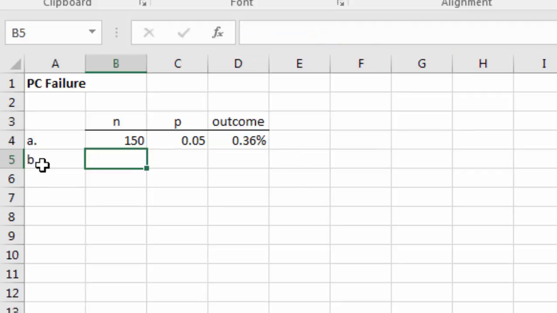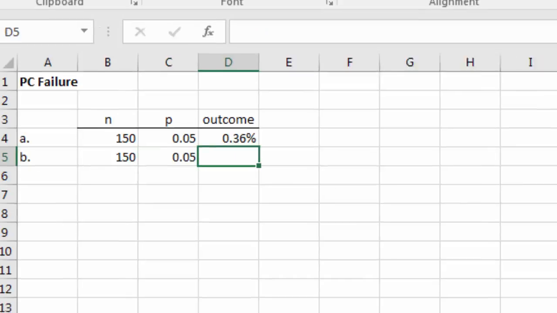Okay, then B says, on a given day, what is the probability that at least 2 computers will not be working? Well, we can fill this in. We know the individual probability and the number. But for the outcome, this one's a little tricky, actually. Let me grab a blank page here. I want to draw a picture just to help me set this up.